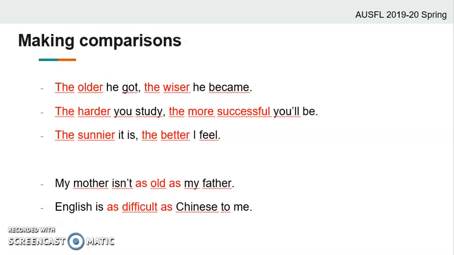Moreover, there are some other structures we use to make comparisons. There are two structures here. The first one is the plus comparative and the second one is as. The first structure, the plus comparative, and again you double it with the sentence. Here we use this structure to show the cause and effect relationship while making a comparison. For instance, the older he got, the wiser he became, or the harder you study, the more successful you'll be.